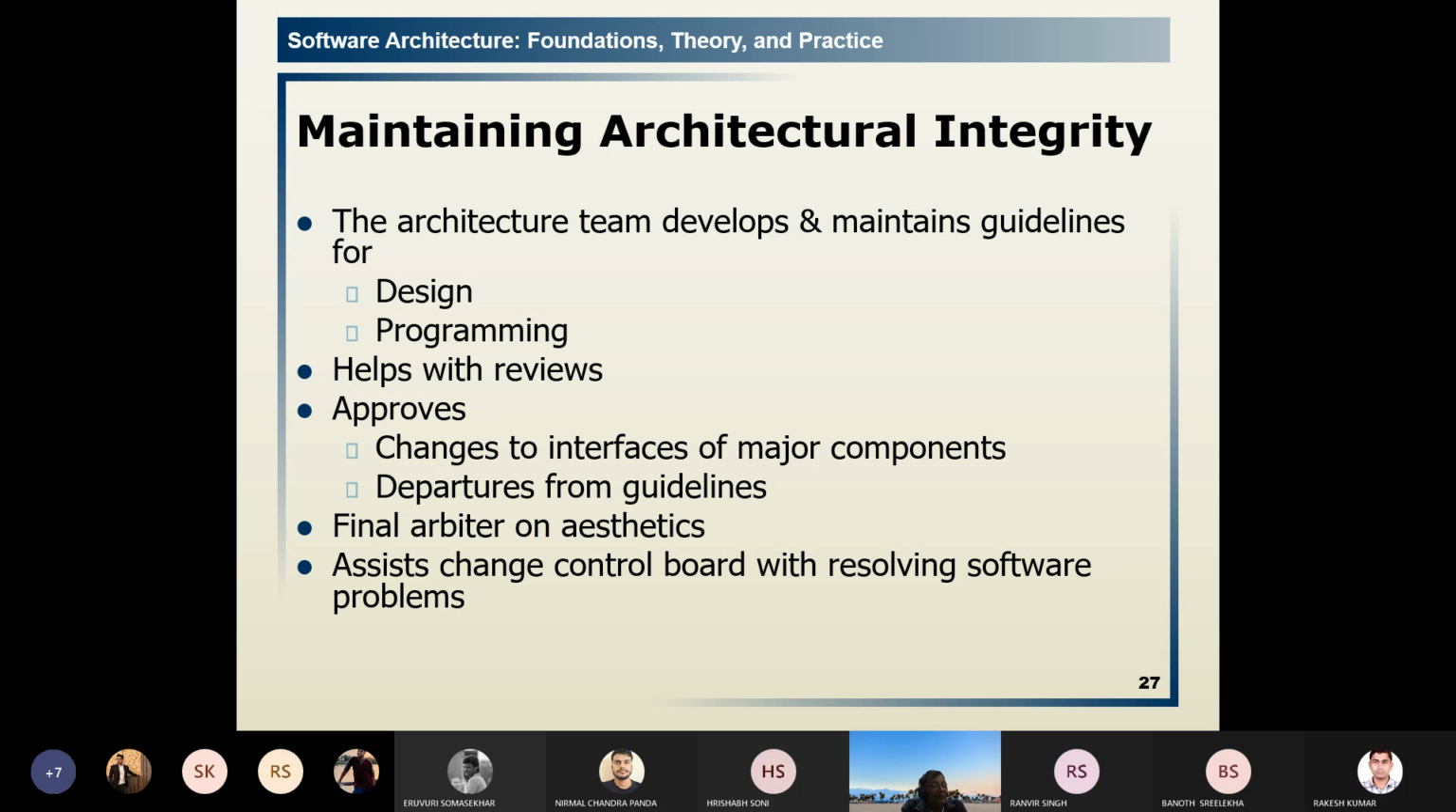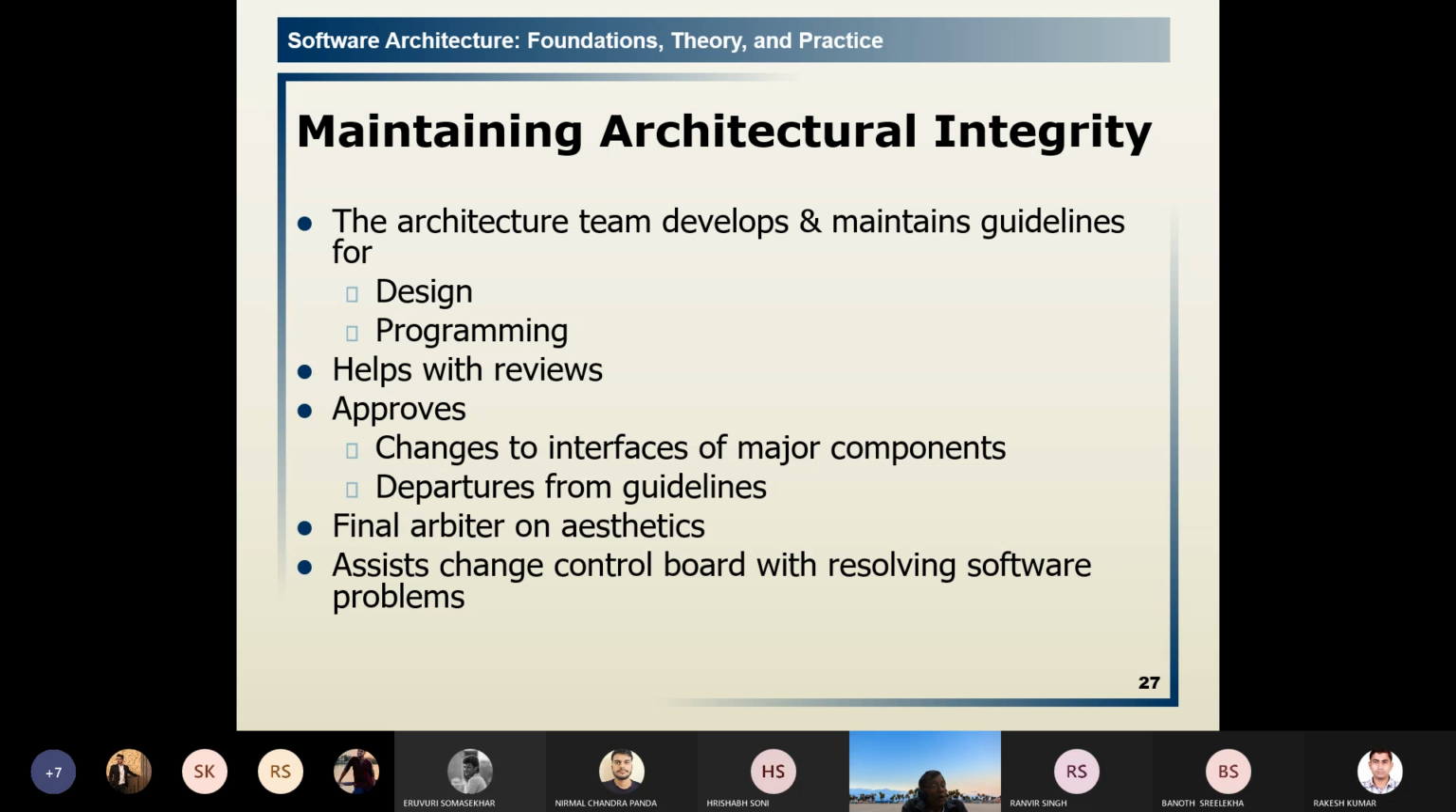And the architects are the final arbiter on aesthetic. Aesthetic means beautification, how beautifully you design the software. They are the final arbiter. Arbiter means decision maker. When there is any confusion or conflict, they take the decision. They assist the change control board with resolving software problems. There is a board which approves any sort of changes, and that board is being assisted by the architect.